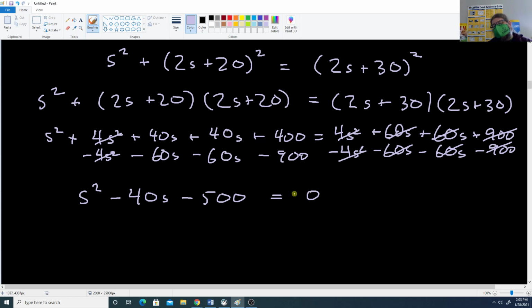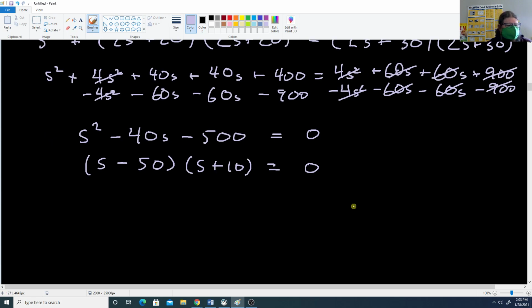I need two numbers that multiply to negative 500 and add up to negative 40, and negative 50 and 10 will work for that. If you didn't see how to factor it, you could use the quadratic formula. You would just set A equal to 1, B would be negative 40, and C would be negative 500. So we're down to here. So I'm going to set each of these terms equal to 0.